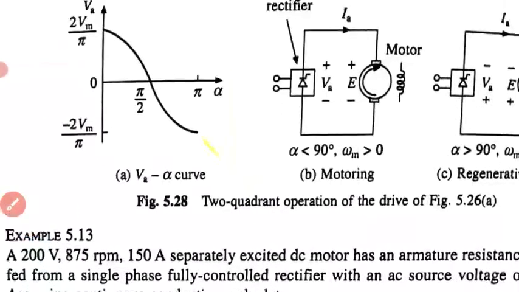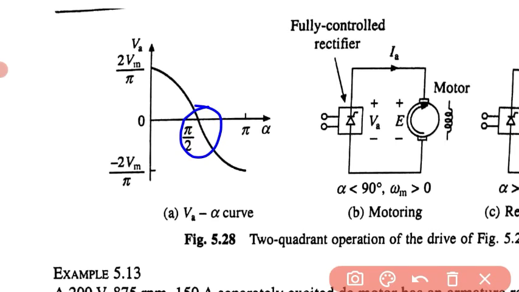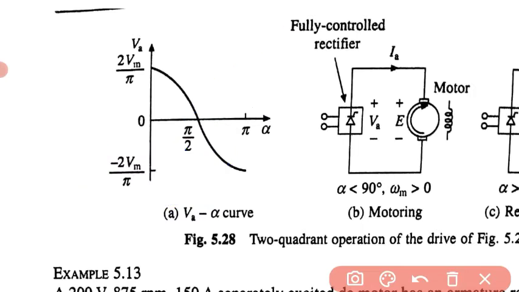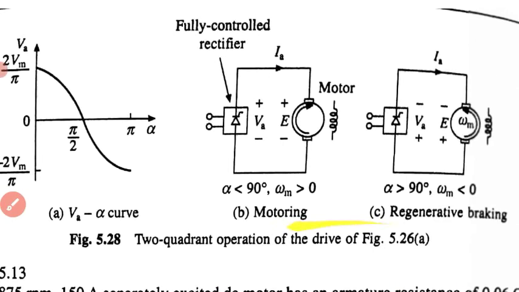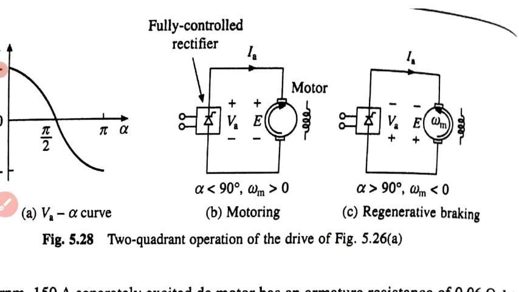Here you can see, for 2 Vm by pi cos alpha, alpha from 0 to 90 degrees, pi by 2 means 0 to 90 degrees. If you are going beyond 90 degrees, what happens is it becomes negative. So here the mode of operation between 0 and less than 90, omega speed is greater than 0, the polarity is positive, and that is called motoring action or motoring operation.